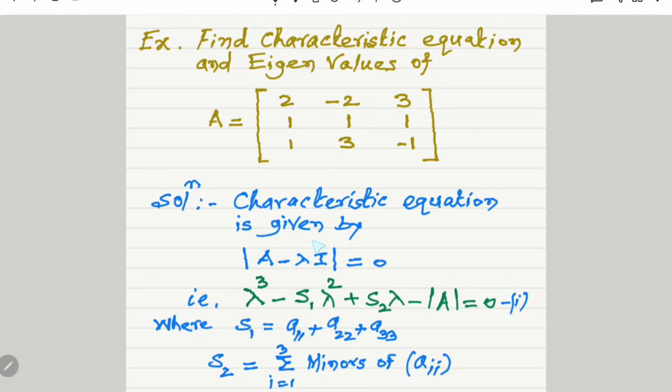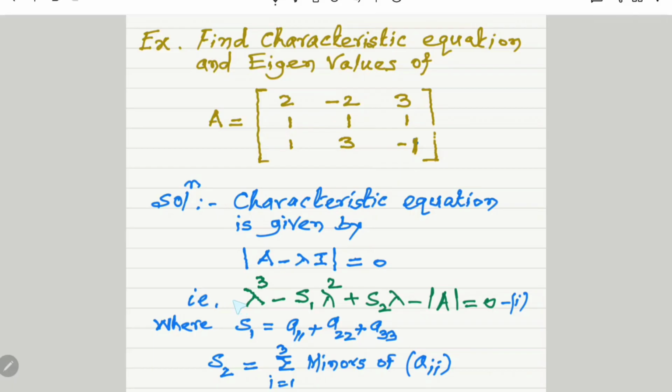Characteristic equation is given by determinant of A minus lambda I is equal to 0, where lambda is any scalar quantity and I is the identity matrix of same order. Here the order of this matrix is 3 by 3. There are two different ways to obtain the characteristic equation, either by evaluating this determinant or we can use the shortcut method.